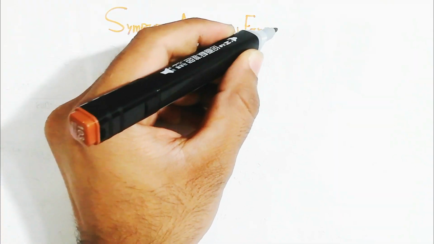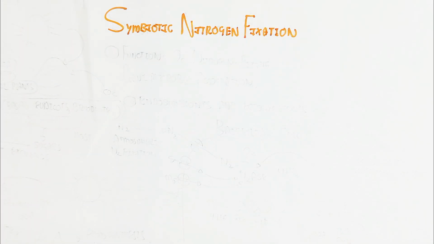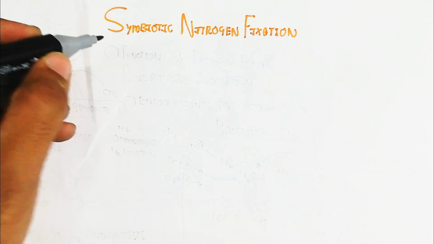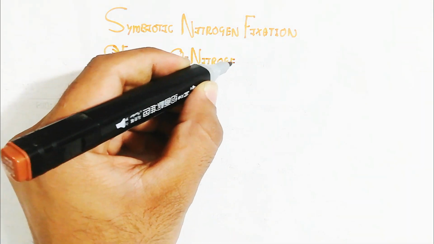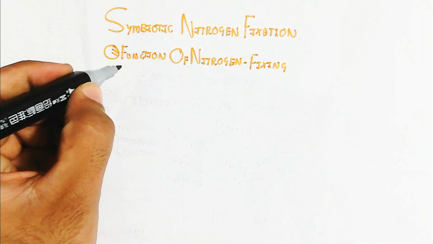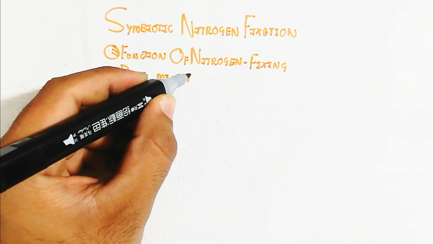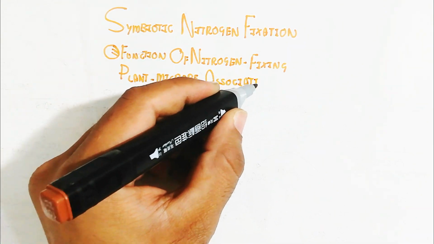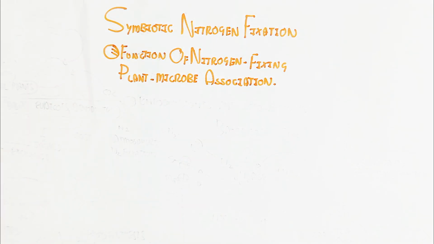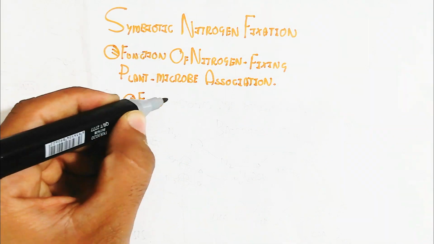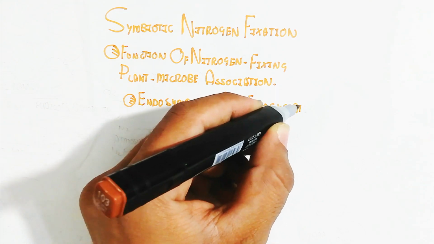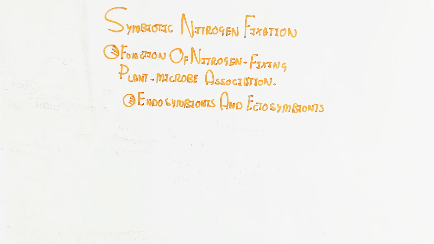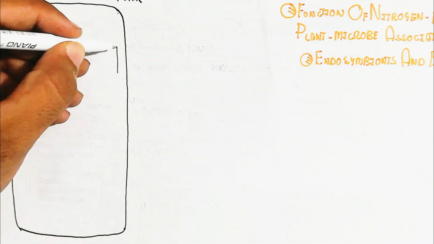In this video, we will understand symbiotic nitrogen fixation: how symbiotic bacteria or other organisms interact with the chlorophyta, the photosynthetic plant. We will discuss the function of nitrogen fixing plant and microbe association, and endosymbionts and ectosymbionts if you know about that. But we will not focus on endosymbionts and ectosymbionts, we will understand the function of the nitrogen fixing plant microbe association.